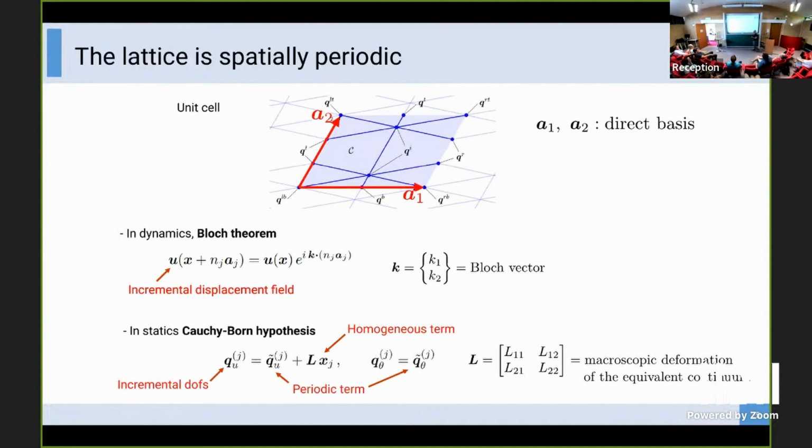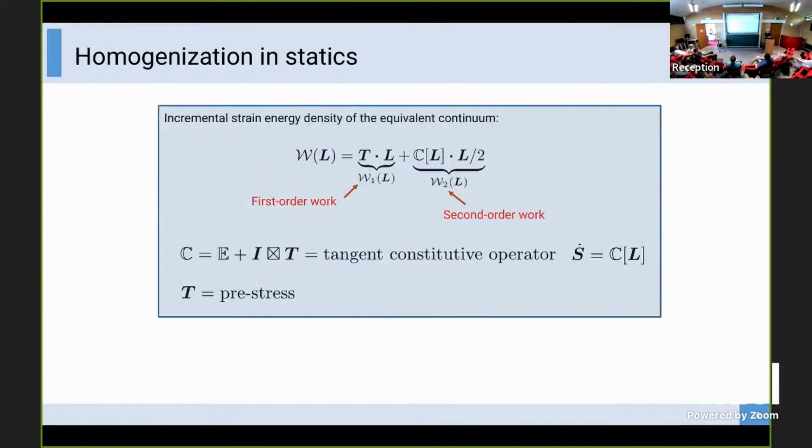In statics, periodicity is enforced using the Cauchy-Born hypothesis. So the nodal displacements of the lattice are given by the sum of two terms. The first term with tilde is a periodic term, and the second term is a homogeneous term, which is related to the macroscopic deformation of the equivalent continuum. So L is the macroscopic deformation of the equivalent solid, which is assumed uniform in the solid. So the homogenization schemes are completely different in statics and in dynamics.